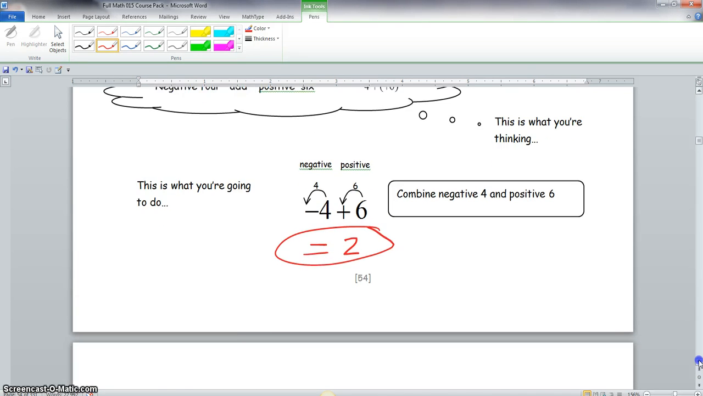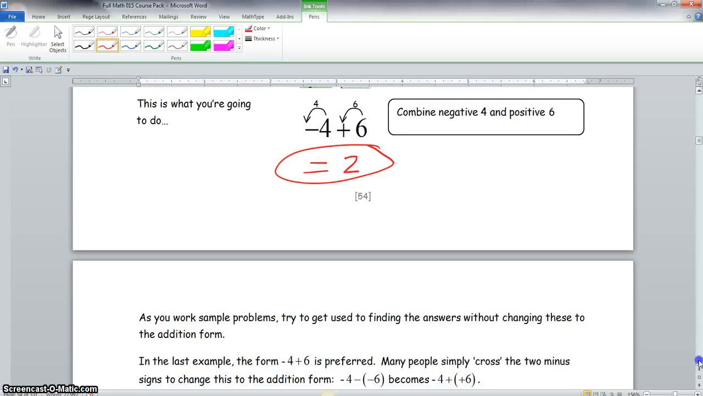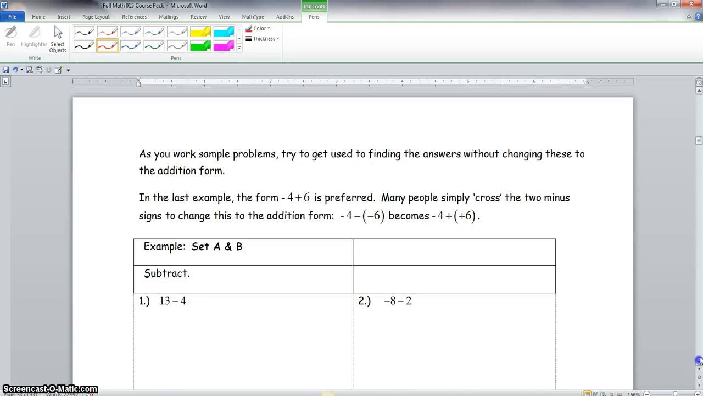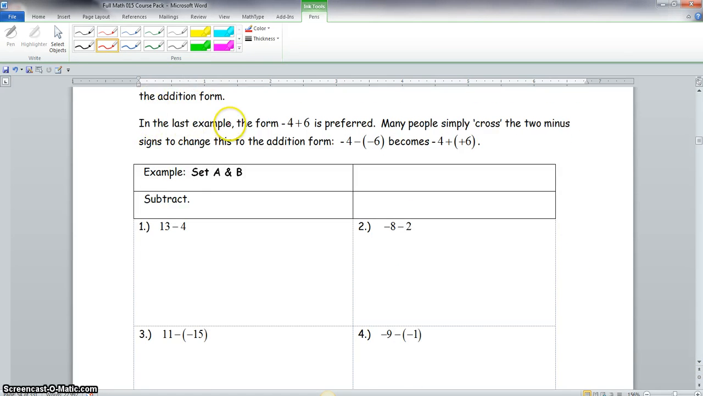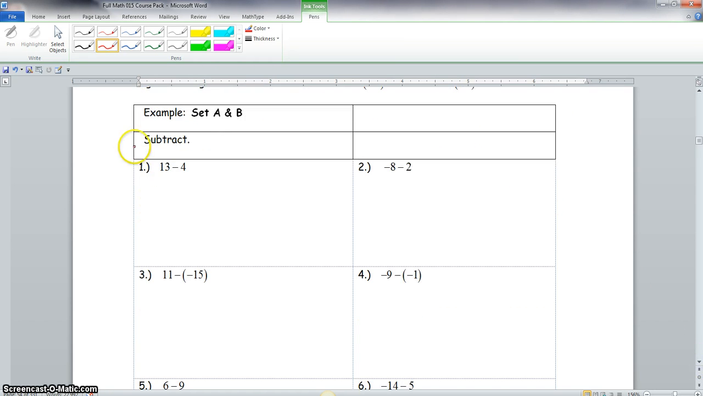Now, we scroll down here. As you work sample problems, try to get used to finding the answers without changing these to the addition form. That is why in those problems we were saying do it in your head. In the last example, the form negative 4 plus 6 is preferred. Many people simply cross the two minus signs to change this to the addition form. Negative 4 minus a negative 6 becomes negative 4 plus a positive 6. Okay, now let's try some problems here.